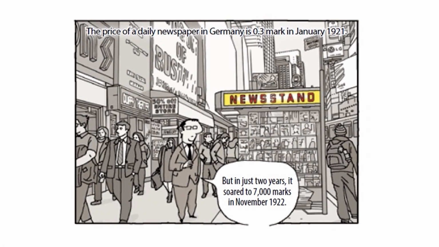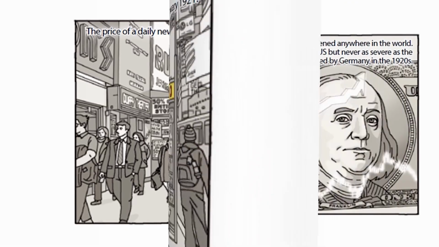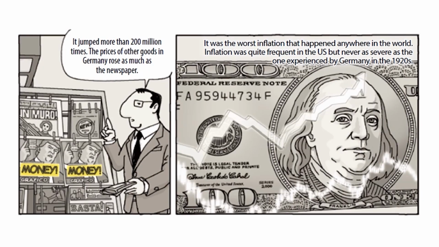The price of a daily newspaper in Germany was 0.3 mark in January 1921. But in just 2 years, it soared to 7,000 marks in November 1922. It jumped more than 200 million times. The prices of other goods in Germany rose as much as the newspaper. It was the worst inflation that happened anywhere in the world.